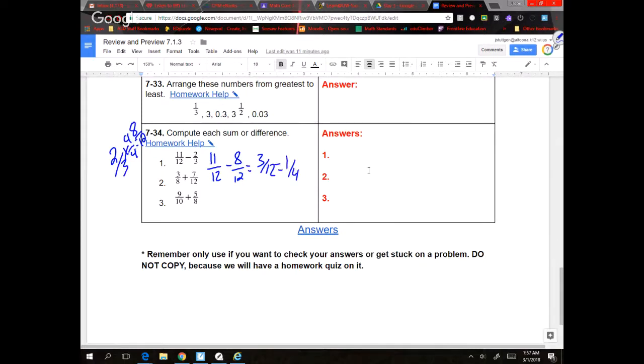Second one, you had to make them into 24s. So you should have 9 over 24 plus 14 over 24, which should get you 23/24. And the last one, you could have done 80ths. That would have worked. I did 40ths because I knew 10 and 8 both go into 40. So 16 over 40 plus 25 over 40 is 61 over 40. If you did out of 80, I believe it should have been 122 out of 80. So those are the answers to Review Preview 7.1.3.